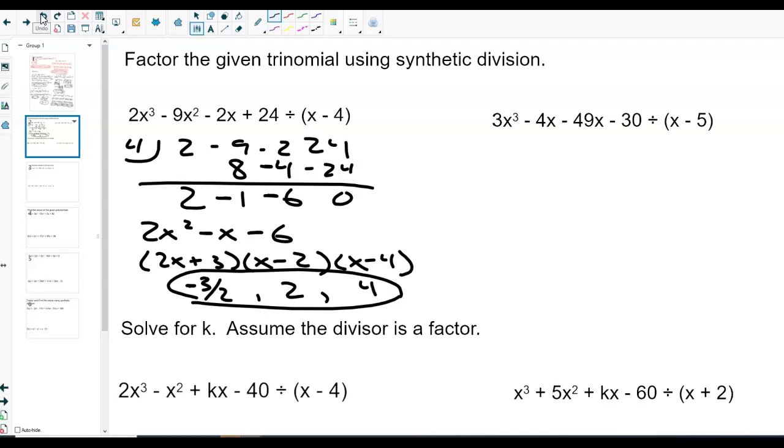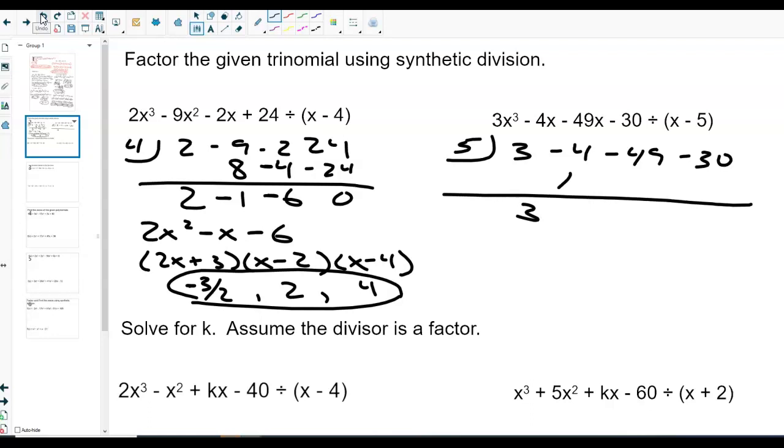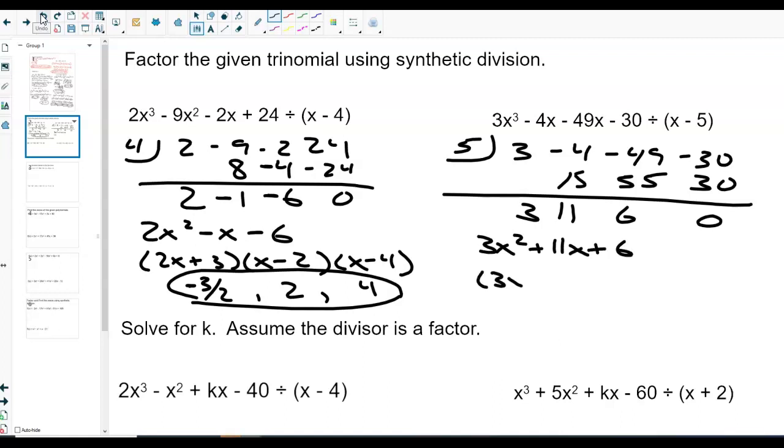The second one, same type of problem. We're putting 5 in the box. 3, 5 times 3 is 15, we get 11. This is 55, we get 6. This is 30, we get 0. And we factor what is left. 3x squared plus 11x plus 6. And we get 3x plus 2, x plus 3, x minus 5. -2/3, -3, and 5 would be my zeros.